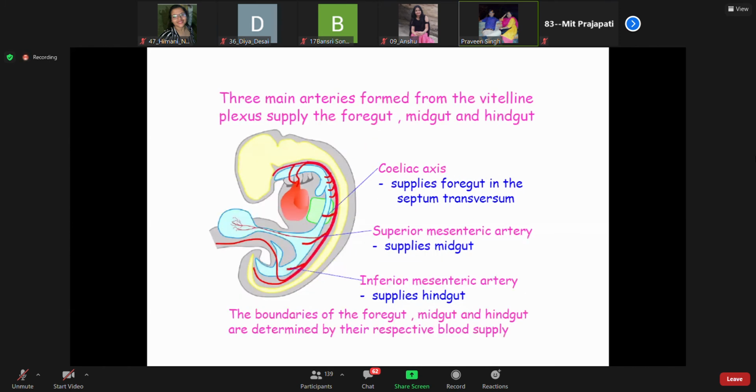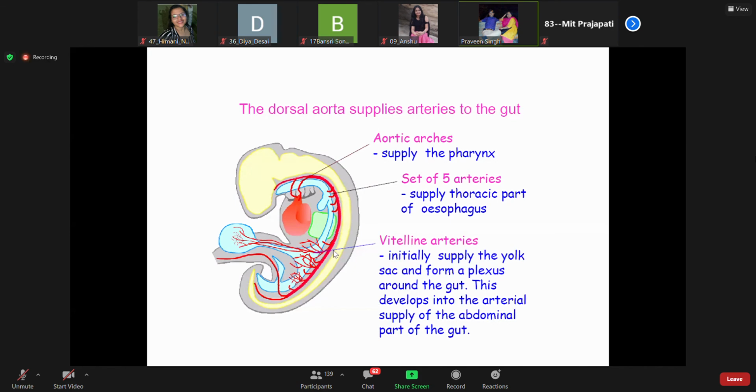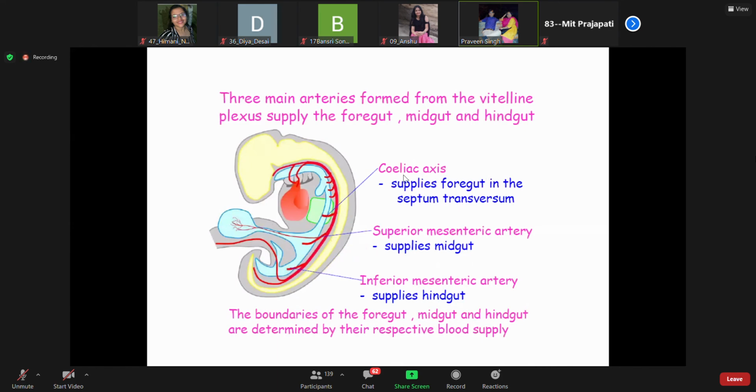So from the dorsal aorta, 3 main arteries form from the vitelline plexus. The vitelline arteries conglomerate and form a plexus in such a way that it supplies the foregut, midgut, and hindgut. The artery supplying the foregut, as you must have correctly noted, is the celiac trunk. The superior mesenteric artery supplies the midgut. The inferior mesenteric artery supplies the hindgut. The boundaries of the foregut, midgut, and hindgut are determined by their respective blood supply.